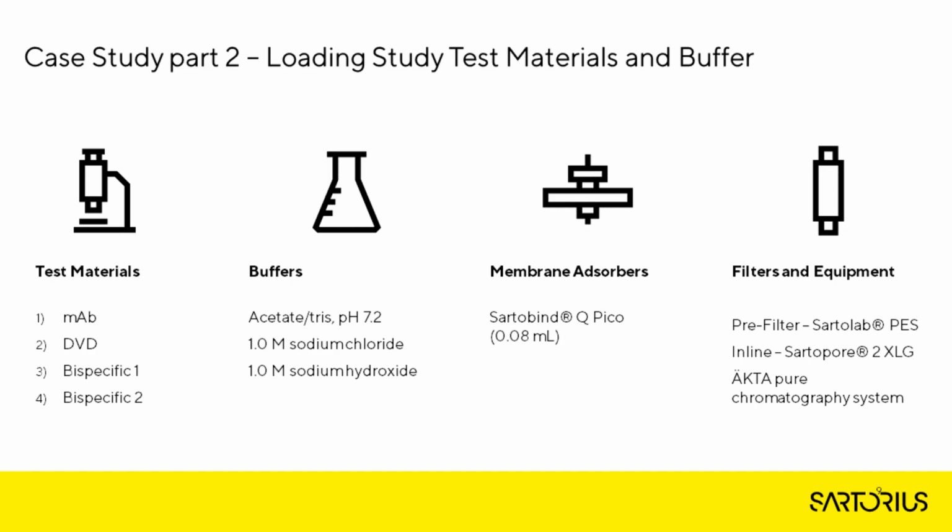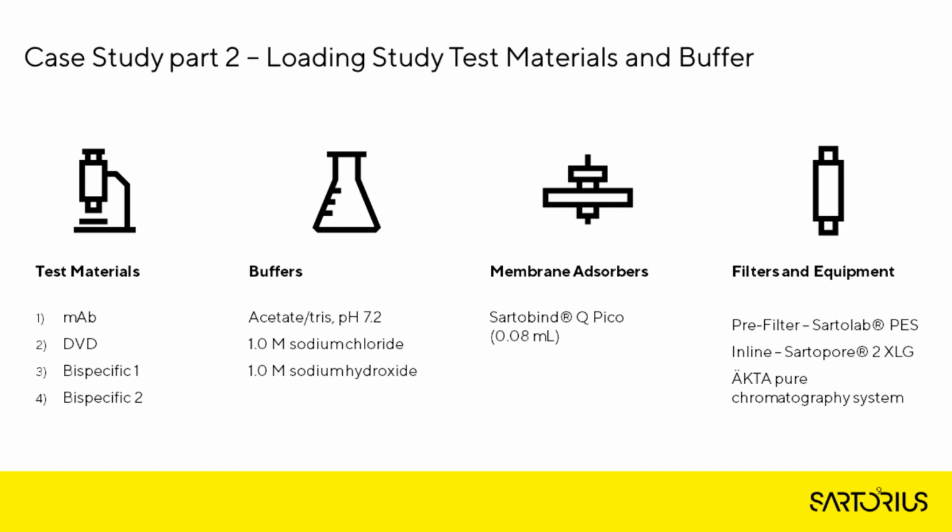The buffers we used were tris acetate, pH 7.2 with sodium chloride. The membranes were sanitized with sodium hydroxide. The device that was used was the Pico. And the test material was pre-filtered using a 0.2 micron pre-filter.